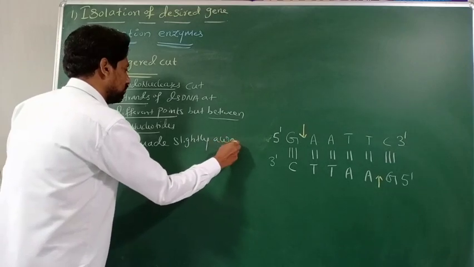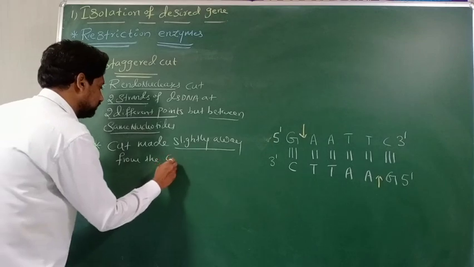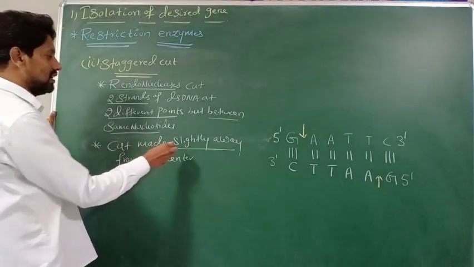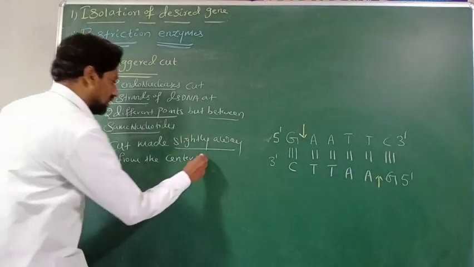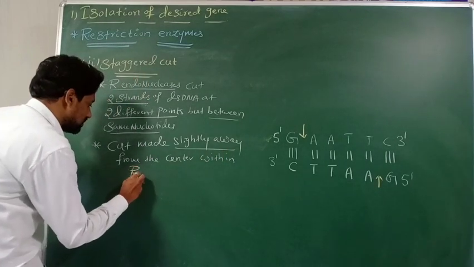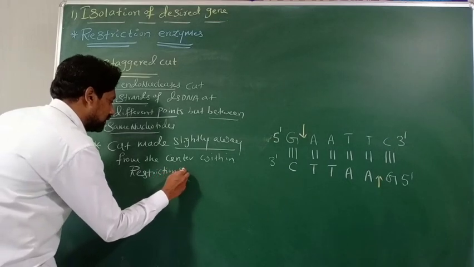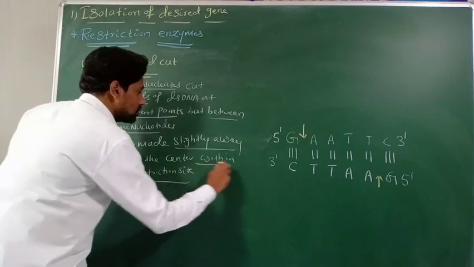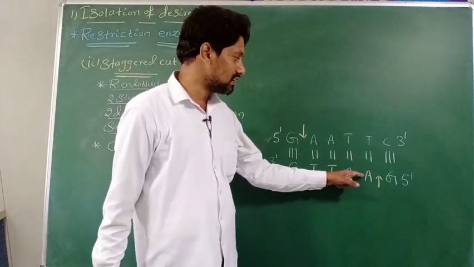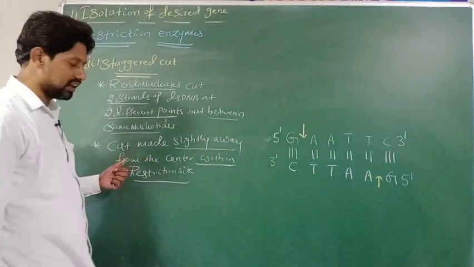Slightly away from the center. Therefore, the cut is made slightly away from the center within the restriction site. The cut is made within the restriction site only. But is this cut made in the center? No, it is made slightly away from the center. Is this statement okay? Clear?